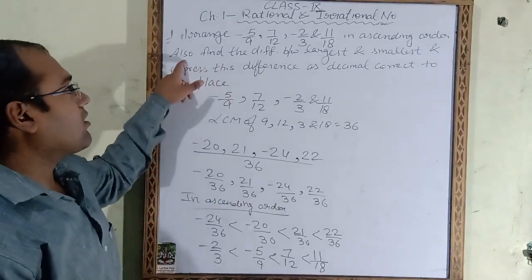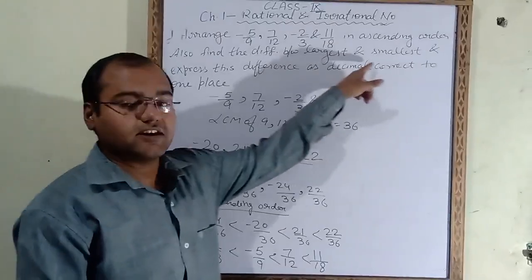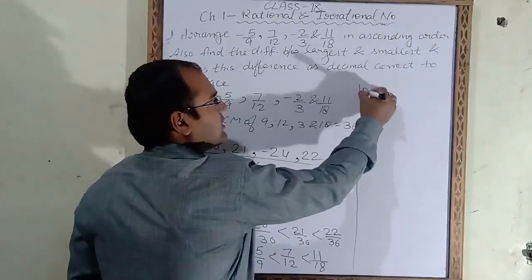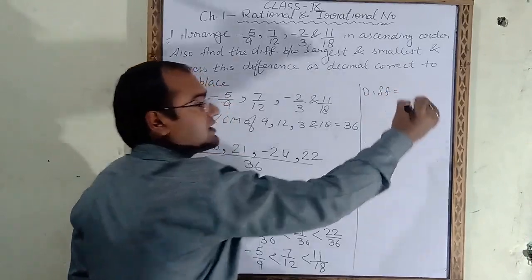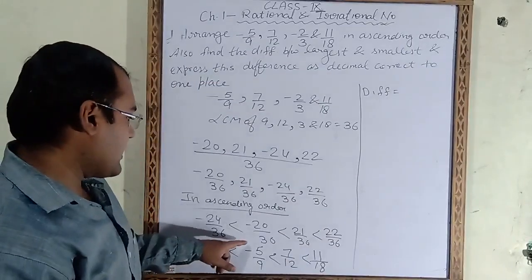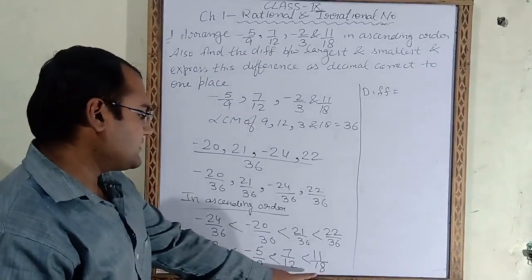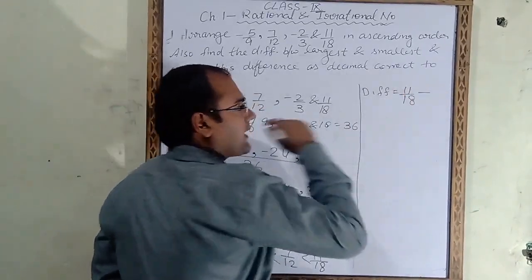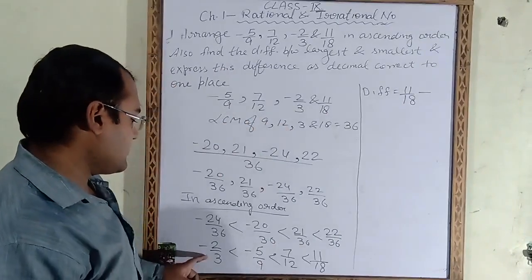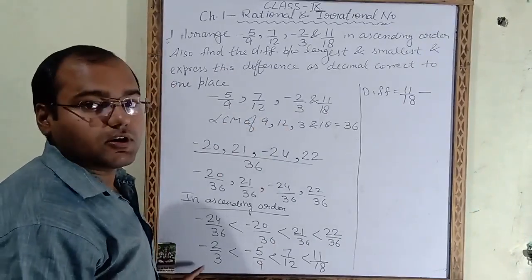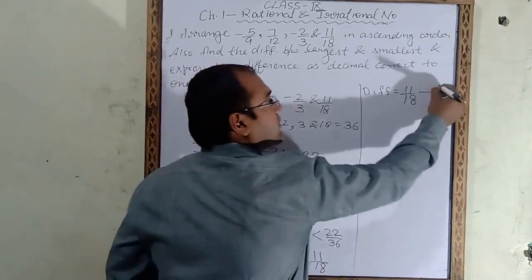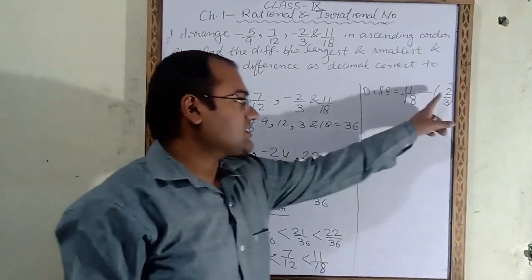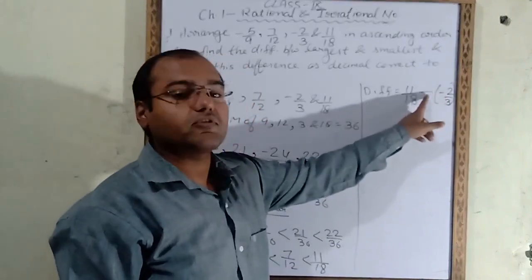Now next is also to find the difference between largest and smallest. So now we have to find the difference between largest and smallest. Which one is the largest number here? Largest is 11 upon 18 minus the smallest number. Smallest number is minus 2 upon 3. So we have to write in bracket minus 2 upon 3. This minus is already given in the question. This minus is of difference.